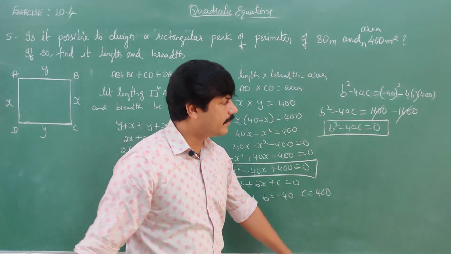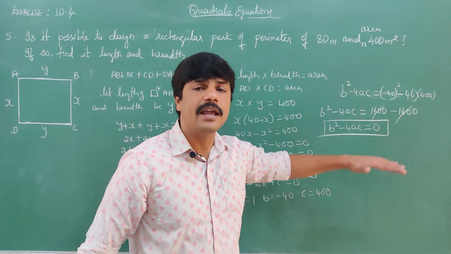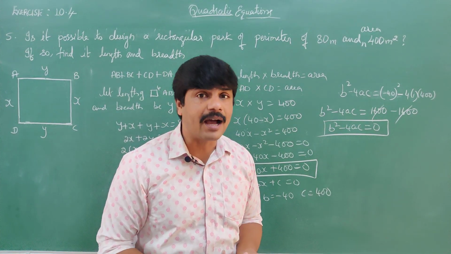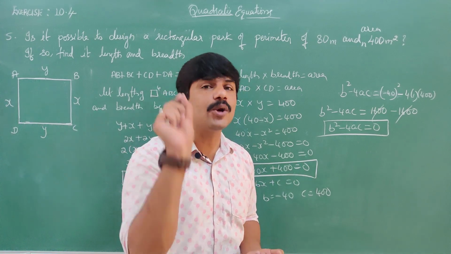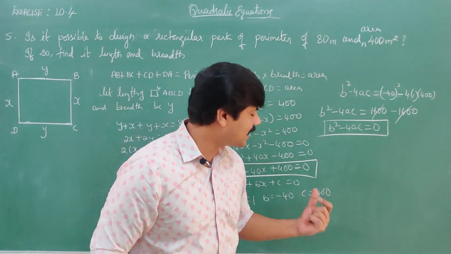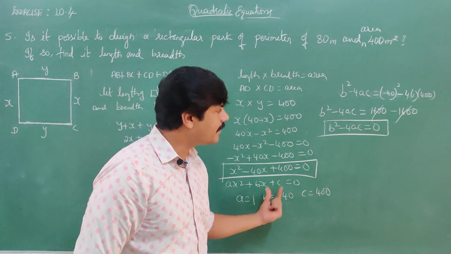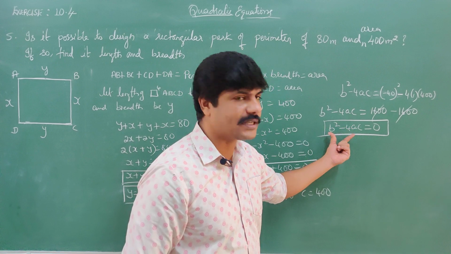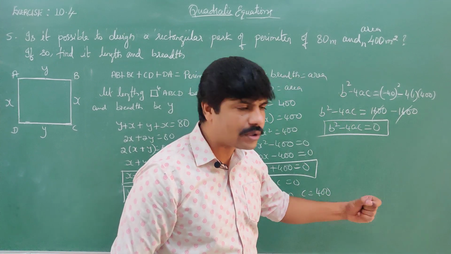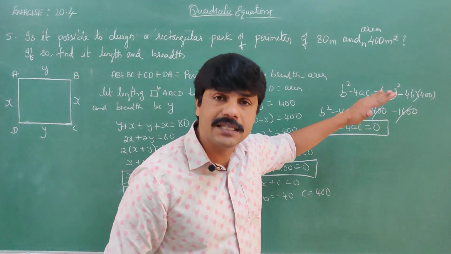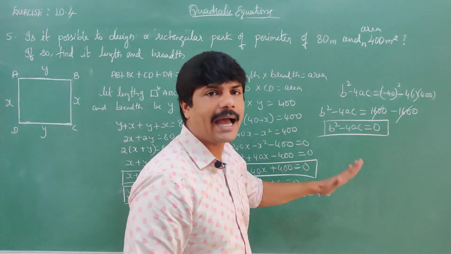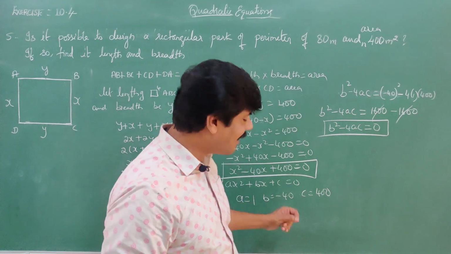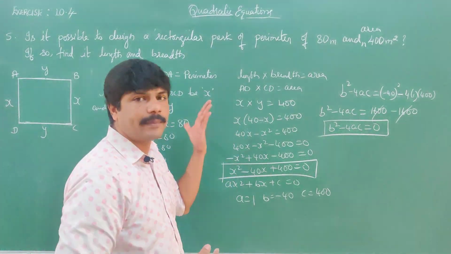Understand what you got? B square minus 4AC is equal to 0. If B square minus 4AC is equal to 0, then the roots are equal but real. Real roots we are going to get. How did you come to know whether we get real roots or not? We came to know by taking the discriminant B square minus 4AC. Its value we found is 0. It is 0, which means we have real roots. If we have real roots, then we have the definite value for x. That x is nothing but the length and breadth.